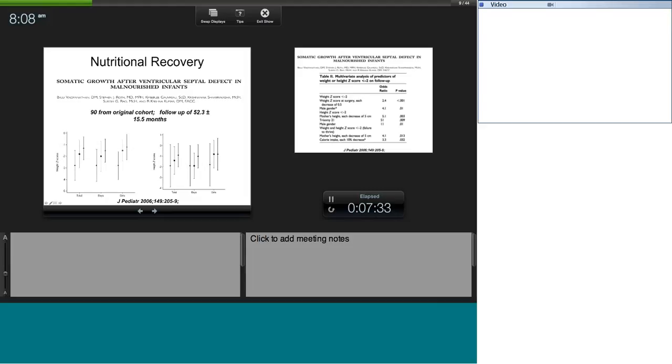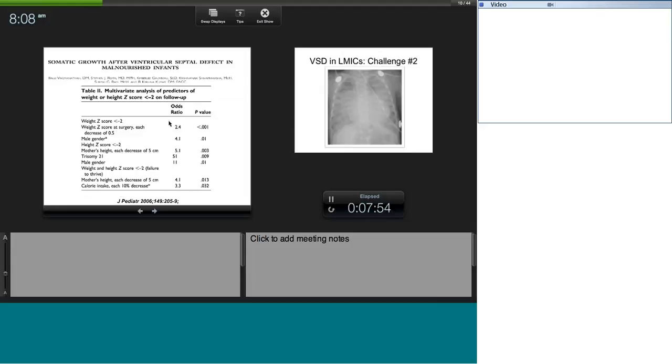So it actually was a very worrisome finding that if you start off with very severe malnutrition, you're operated for a VSD, the overall return to normalcy is not very good. They don't tend to gain weight at the same pace as their patients who are not malnourished and who don't have heart disease.